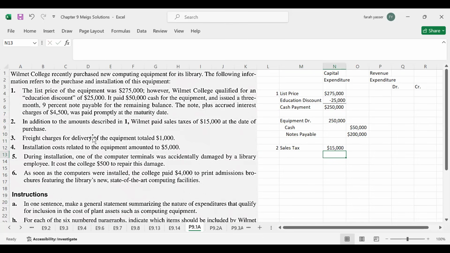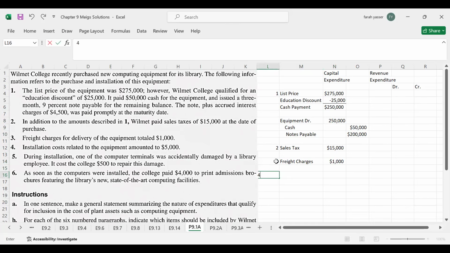Then freight charges for delivery of the equipment. Again, you cannot bring the asset to the destination or to the factory without paying delivery charges. So delivery charges are a necessary or reasonable or mandatory expense that should be capitalized. Freight charges is a capital expenditure. How much amount is there? $1,000.